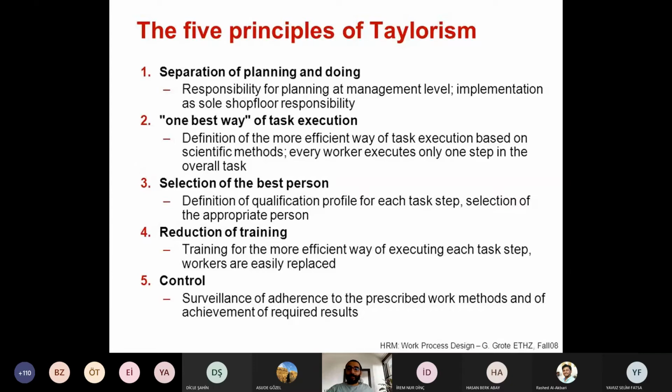Having the necessary skills and abilities. And you need to train them how to do their job. If they don't know how to do the job, you cannot expect them to do it, right? You need to provide some training. And also you need to control them, control their performance. These are the principles of Taylorism.